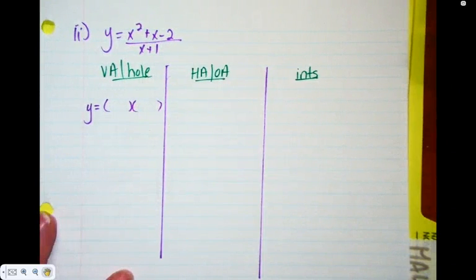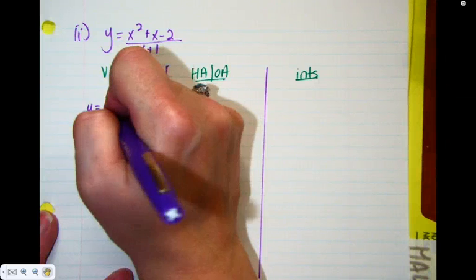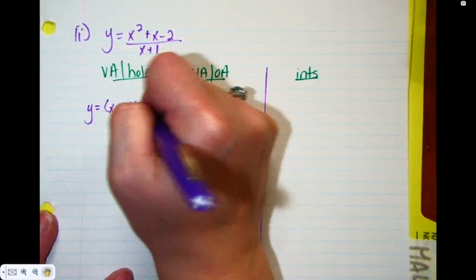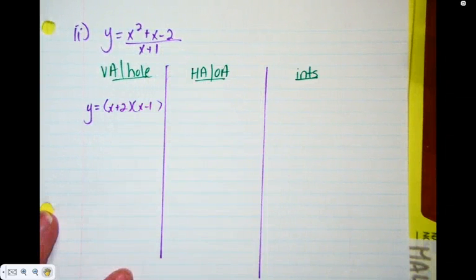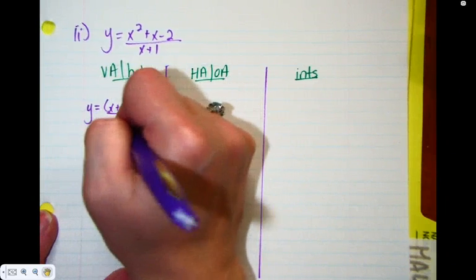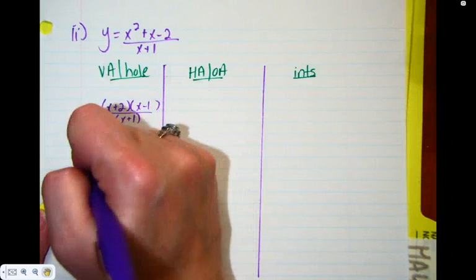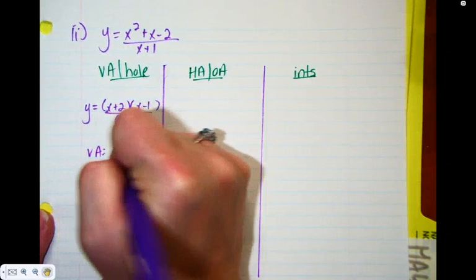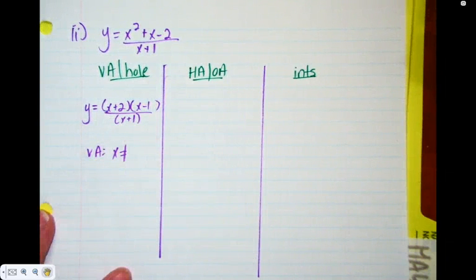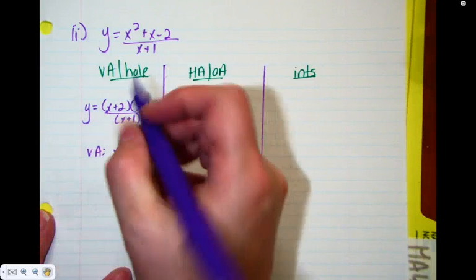Do I have a factor for the top? Factor of x plus 2, x minus 1. Vertical asymptote or hole? Why? So the vertical asymptote would be x equals -1.